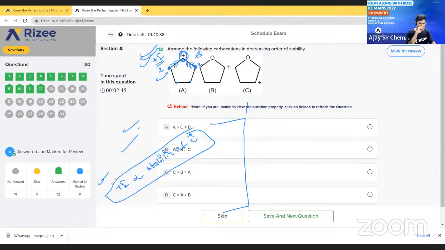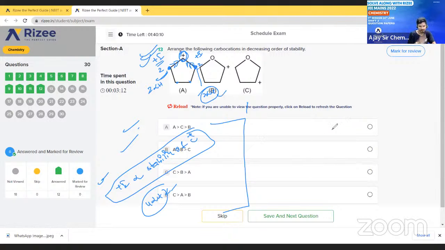So plus I effect is working here, and you can also see hyperconjugation is working. See here, 2 alpha hydrogens are present, and here also 2 alpha hydrogens are present. That means 4 alpha hydrogens are present. These 4 alpha hydrogens are stabilizing the carbocation. Very simple. Okay, see here, next is option B.